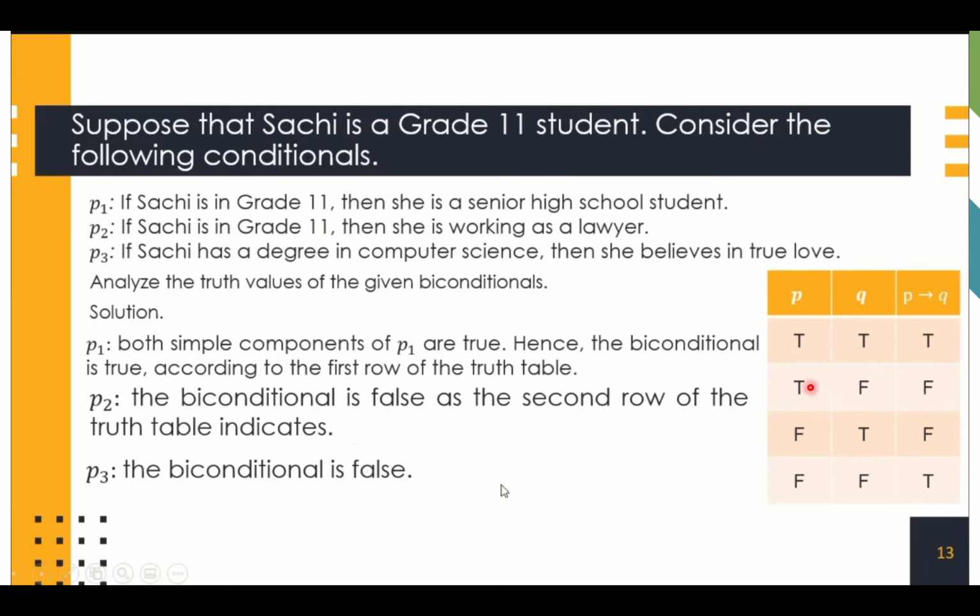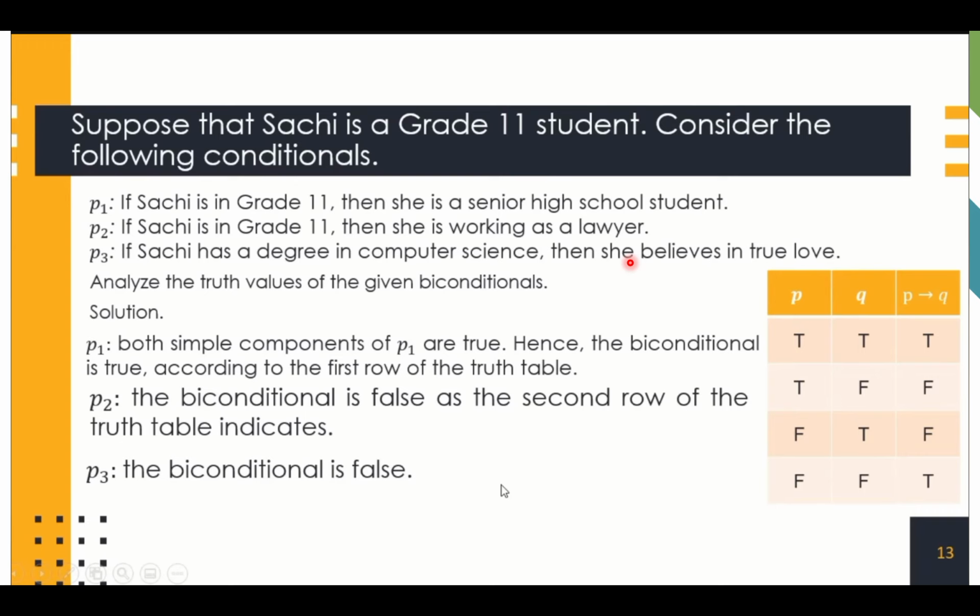So, second. The first component is true and the second component is false. So, that would be false. If Sachi has a degree in computer science, then she believes in true love. The biconditional is false. So, we focus on Sachi being a grade 11 student. So, this is false because she is a grade 11 student and this is true. So, here, it says the biconditional is false.